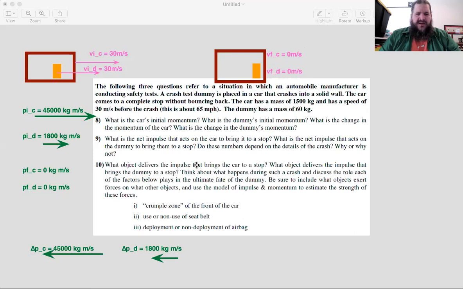That is, I guess that's question 8 here. What's the initial momentum and the change in momentum? And of course, the final momentum for both would be 0. And question 9 is asking about impulse. What is meant by impulse here?